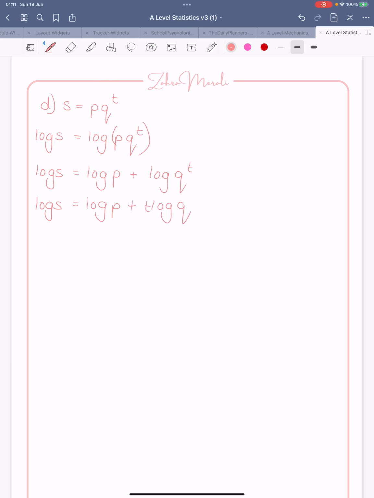And now what you want to do is compare it to y equals mx plus c. We know that y is log s. So we've got y equals log s. That's what we were given initially. We know that x is the same as t. Okay, so we're going to say x equals t. Now, in front of the t is the m. Attached to the t here, we have log q. So we're going to say our m is equal to log q. And we're going to say our c must therefore be log p. And that's your connection, and you're connecting which one is which.